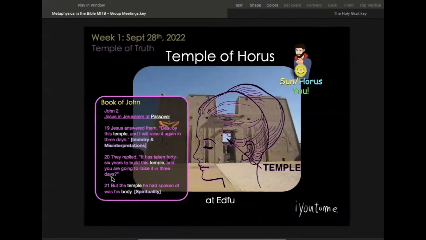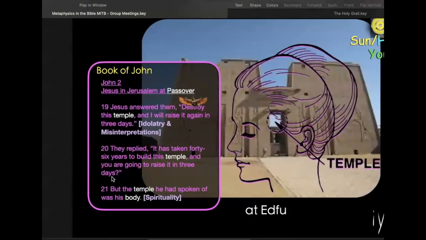I'm going to read this verse from the book of John, chapter 2, Jesus in Jerusalem at Passover. This is when your Christ consciousness gets raised at Passover. This is you. Verse 19, Jesus answered them, "Destroy this temple, and I will raise it again in 3 days." So he's talking about idolatry and misinterpretations. They replied, "It has taken 46 years to build this temple, and you're going to raise it in 3 days?" But the temple he had spoken of, Jesus Christ, was his body. So get rid of the materialistic temple and raise your temple.